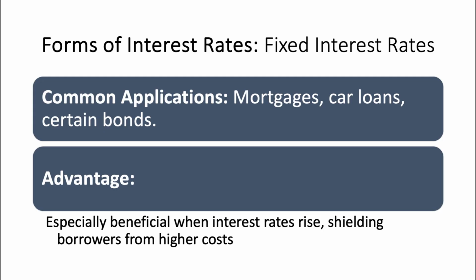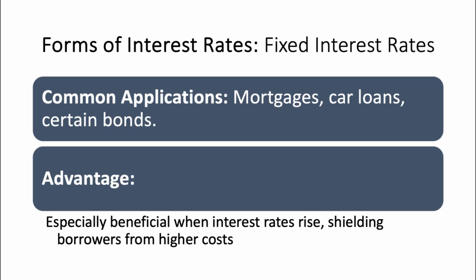Let's now look at the common applications of fixed interest rates. Fixed rates are often used in mortgages, car loans, and certain bonds. These are financial products where people usually want stability because the payments last for several years. Imagine paying for a house or a car. You wouldn't want your monthly payments to suddenly increase just because market rates went up.